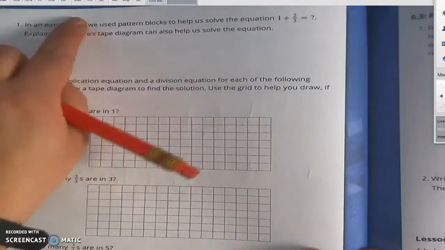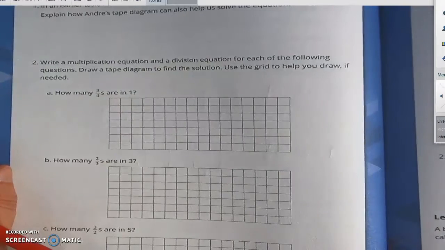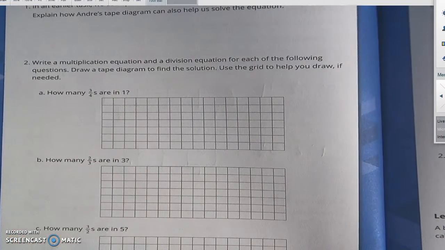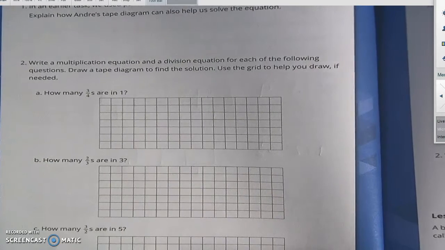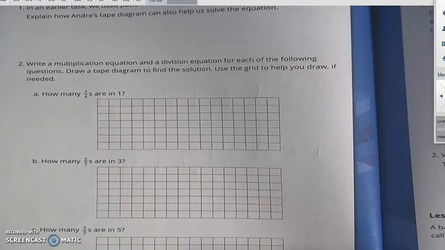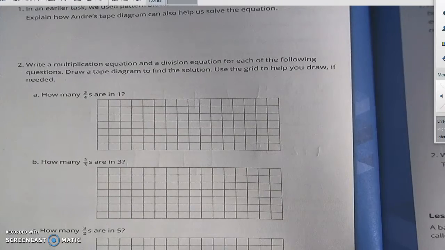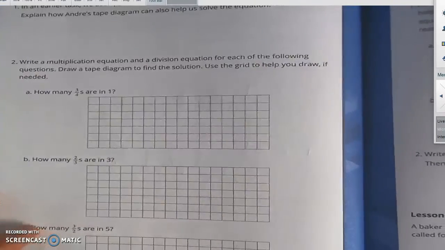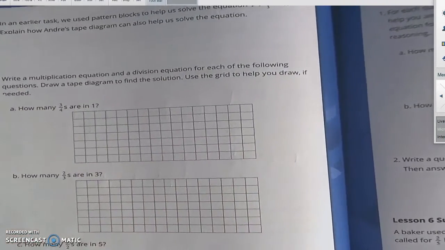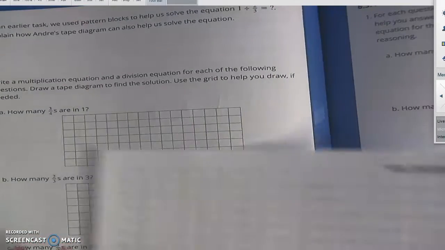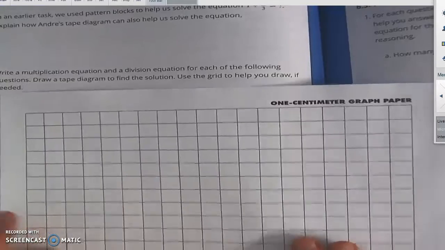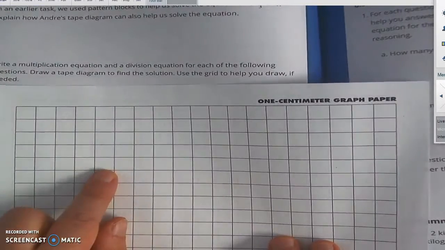And we're skipping this part up here. We're going to come down to here. Write a multiplication equation and a division equation for each of the following questions. Draw a tape diagram to find the solution. Use the grid to help you draw if needed. I also have some bigger graph paper because drawing on this tiny grid paper was kind of not so much fun. So this graph paper is available if you need it.